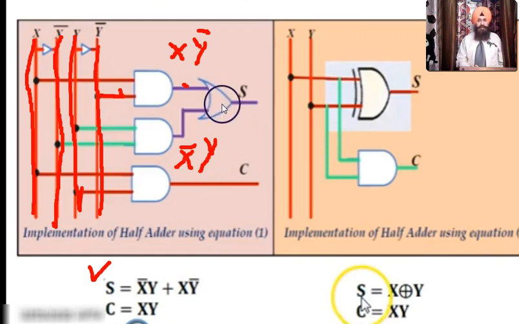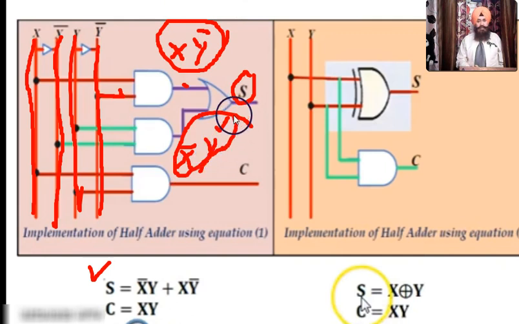Now here is an OR gate. For the OR gate, the sum S becomes this plus this. That means this equation. Right.